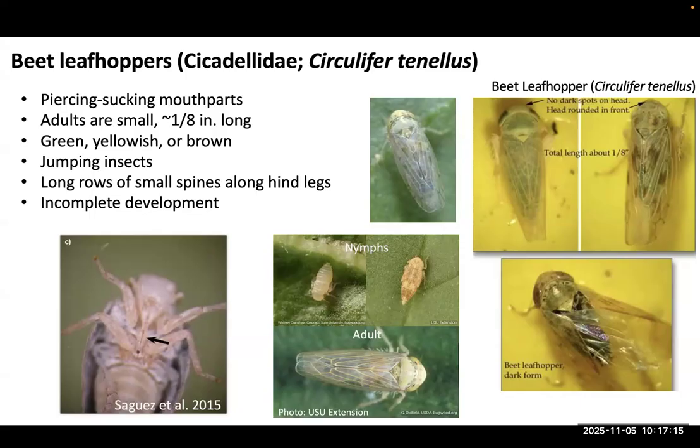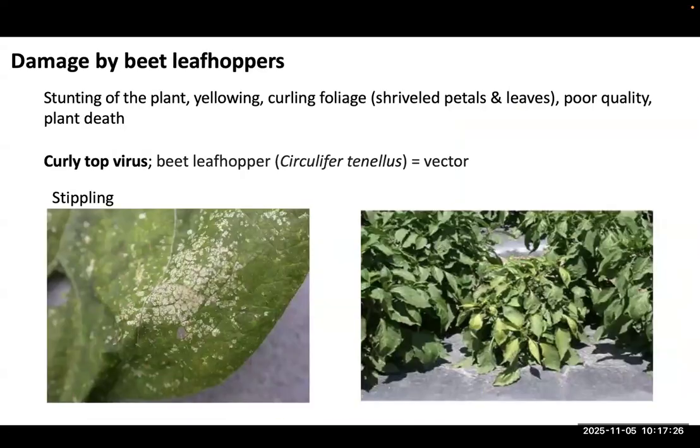They go through incomplete metamorphosis. So these are the nymphs and the adults, before they have their wings. They can jump, and they can fly. Because they pierce and suck, they have the ability to vector some viruses like curly top virus. Their feeding also causes stippling, and it can lead to yellowing, curling of foliage, poor quality and plant death, in addition to their ability to vector the virus.